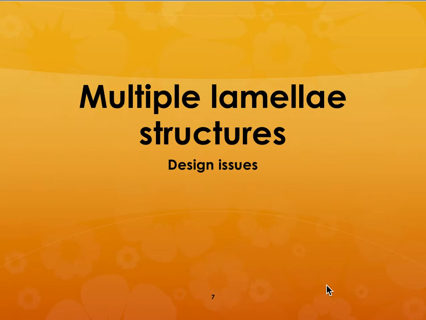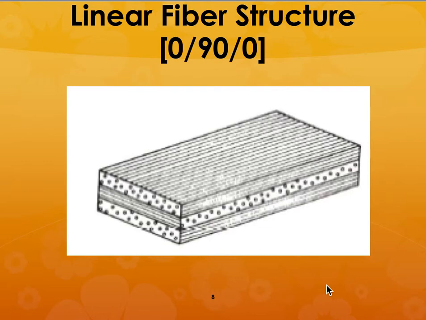So let's take a look at some of the design issues when you have multiple lamellae structures. So if you have fiber orientations in different directions, what is a standard fiber lamellae structure? You can have fibers in the zero direction, one lamina, then you have another lamina that has the fibers in the 90-degree direction, and then so on. So this could be a simple way of representing a multi-layer lamella.